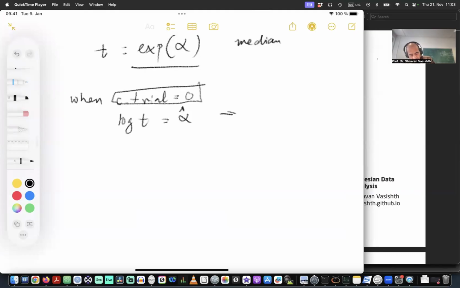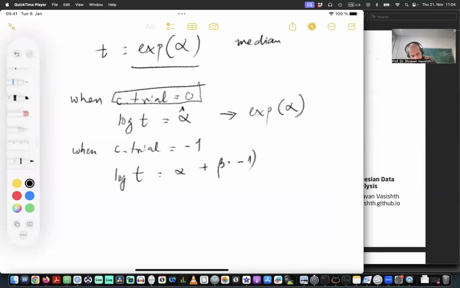And so what I do, if I want to interpret that alpha value on the millisecond scale, is exponentiate it, right? Now, similarly, when the center trial ID is not 0 but -1, what would the model look like now? It would be log t = alpha + beta times -1, because the center trial value will now be -1. And that is just the same thing as writing alpha minus beta, right?